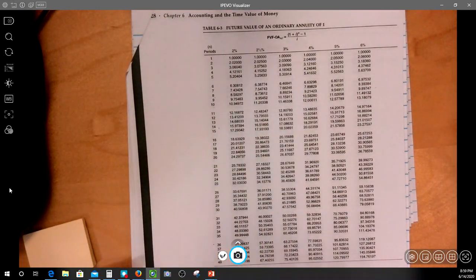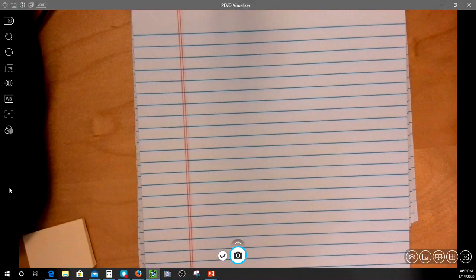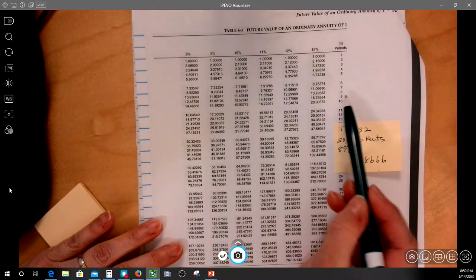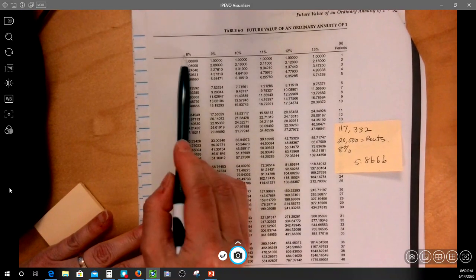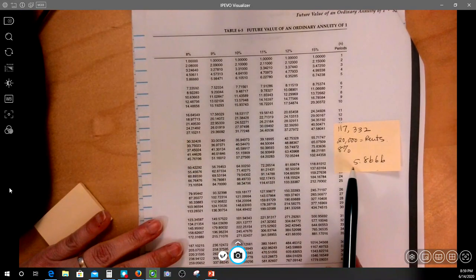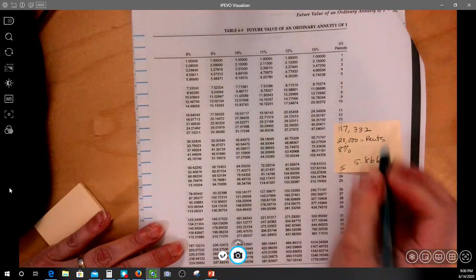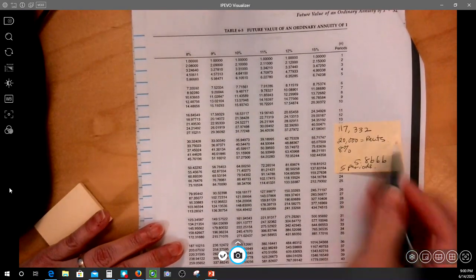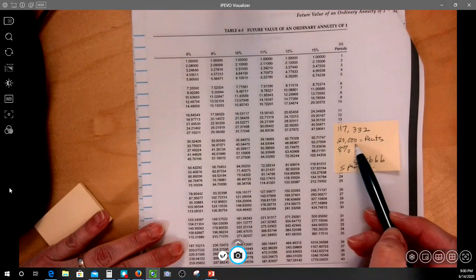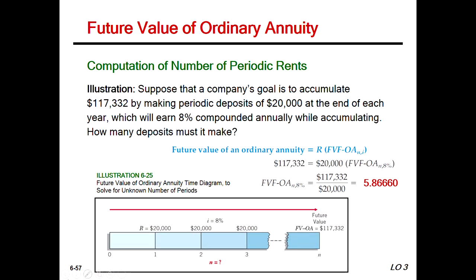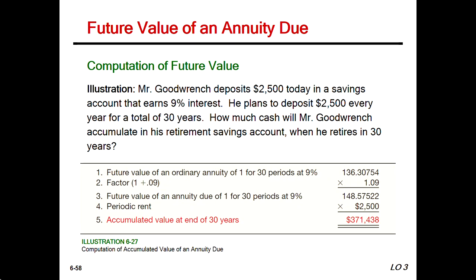Okay, so now we have to use the table to find the number of periods. So let's go back to our table. So here's our factor, and we are at 8%. We just scroll down till we find a factor that is close to that. So we come down. Oh, there it is: 5 periods. So we need to save $20,000 at 8% for 5 periods in order to accumulate $117,332. Okay?